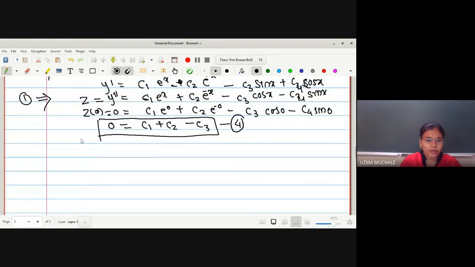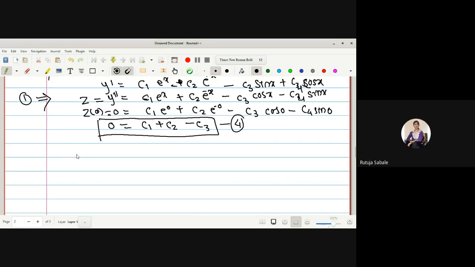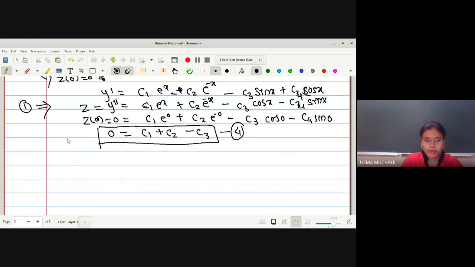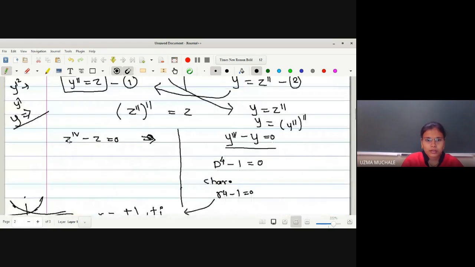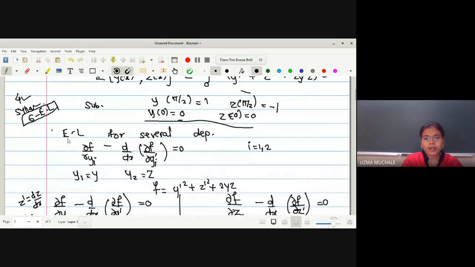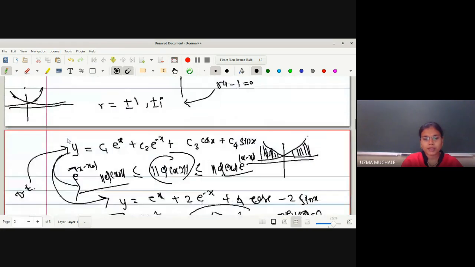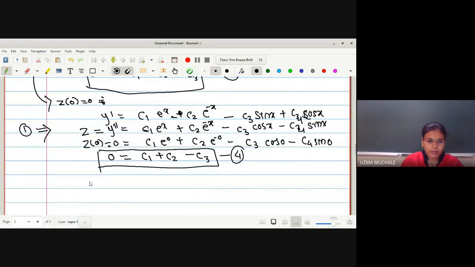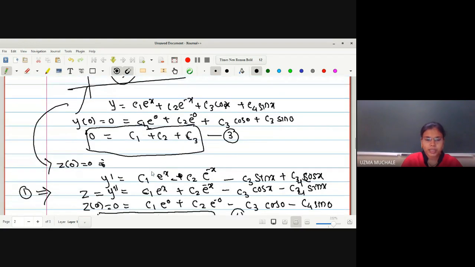Now let us find out the next one. What are the next values given to us? Y of pi by 2. Yes ma'am. What is the value of y of pi by 2 given? It is 1, and z of pi by 2 is minus 1. So y of pi by 2 is 1, which means wherever you have x, you have to put pi by 2.